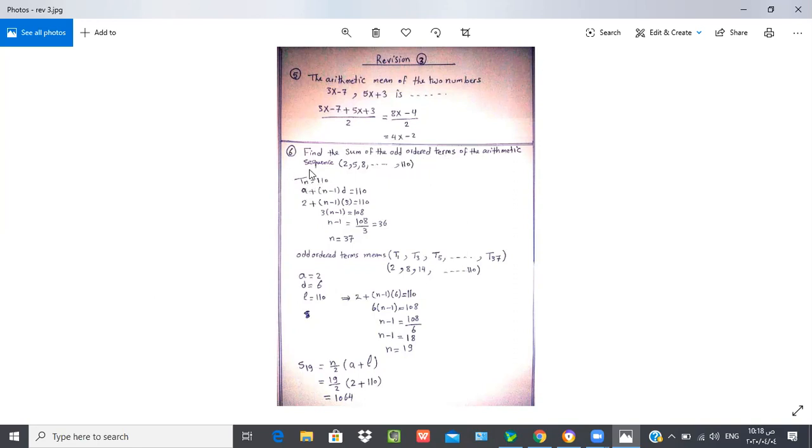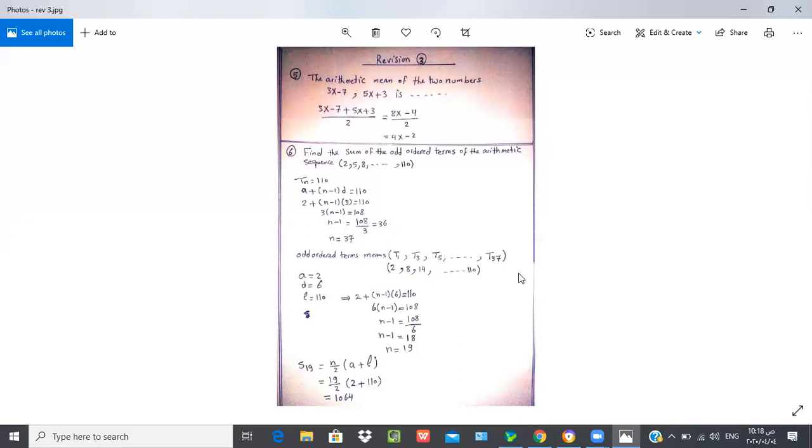Here Tn is the same. Tn equal 110. I put the rule a plus n minus 1 d equals 110. So 2 plus n minus 1 multiply 3 equal 110. These two go there. So 3 multiply n minus 1 equal 108. N minus 1 equal 108 over 3 equals 36. So n equals 37.